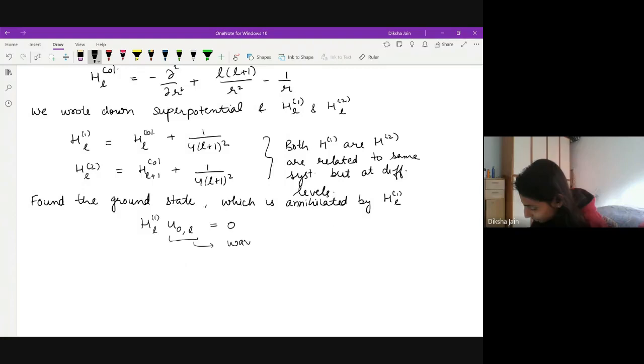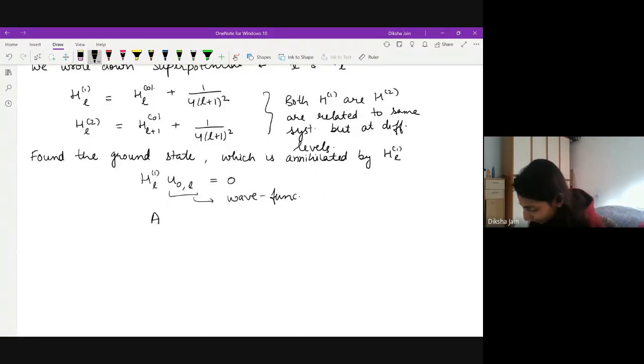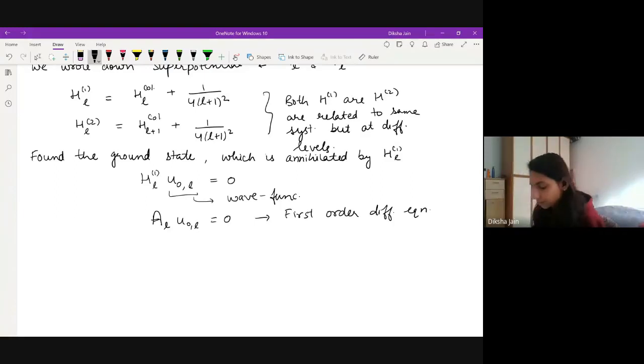We explicitly solved the equation, and we noticed that solving for this equation was easier than solving for the full Coulomb potential, because the full Coulomb potential is a second order differential equation in r, but H1 is a first order differential equation. If you solve for H1 of L at zero, you just have to solve for A of L acting on U equals 0. I'm not writing A and A dagger again. Since this was a first order differential equation, we solved for it and found the ground state wave function U0 of L.